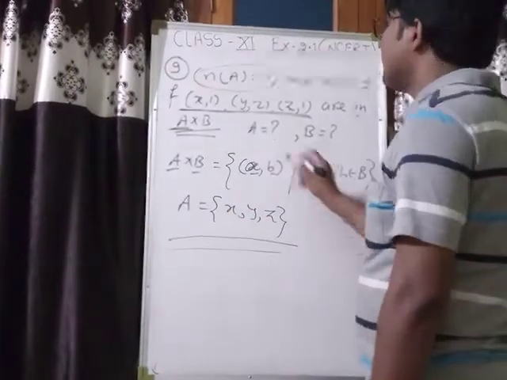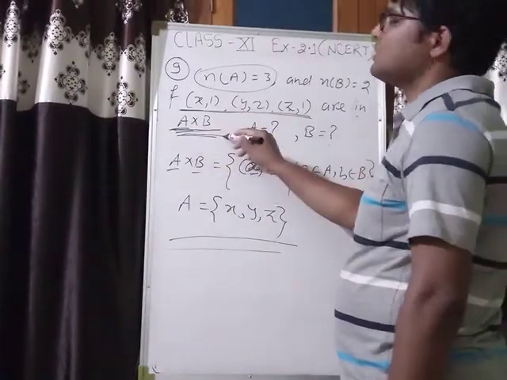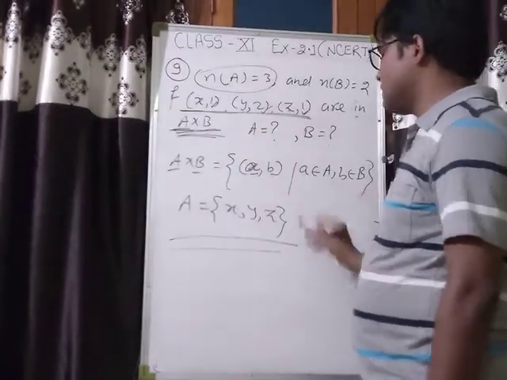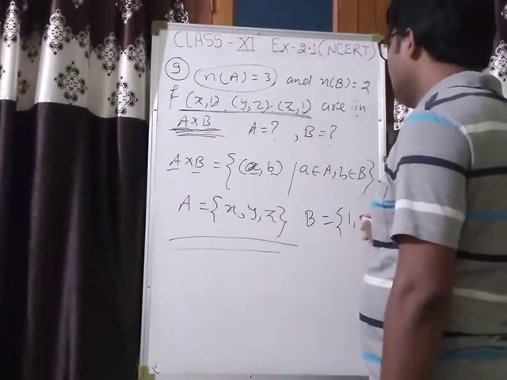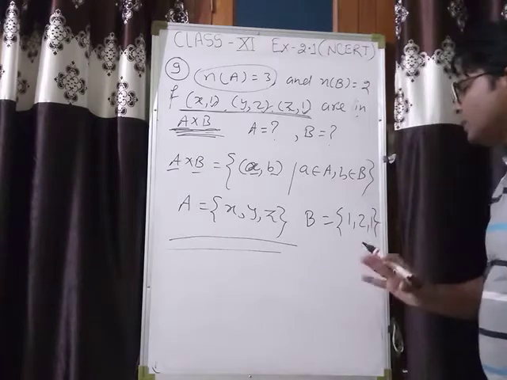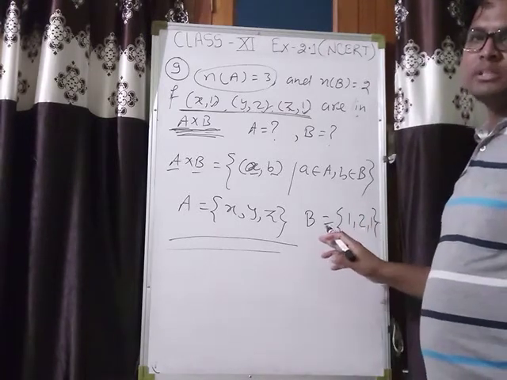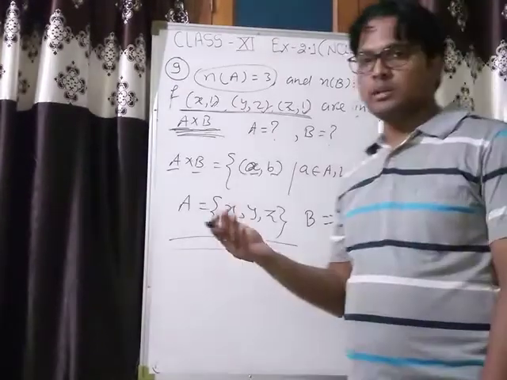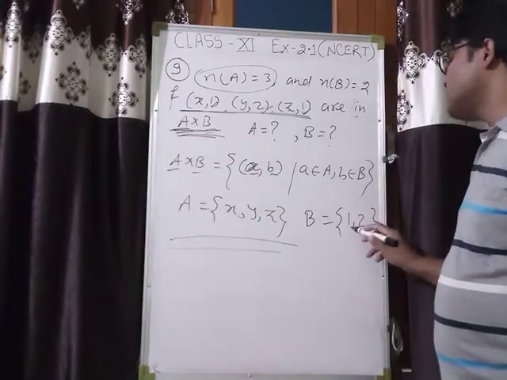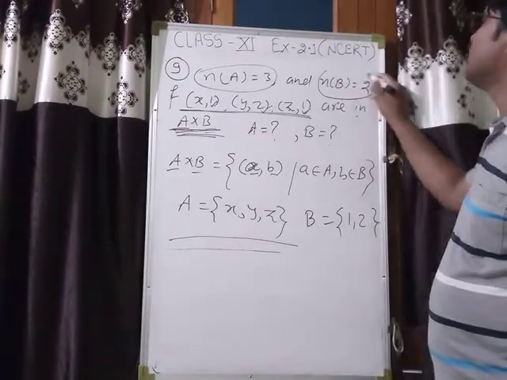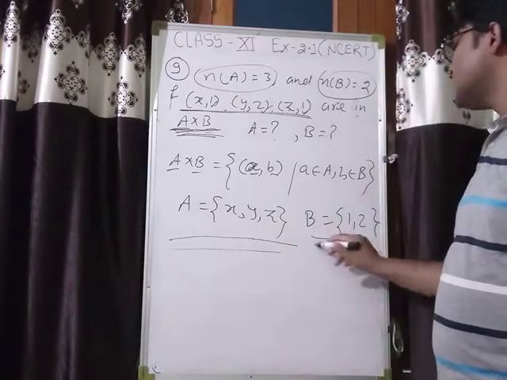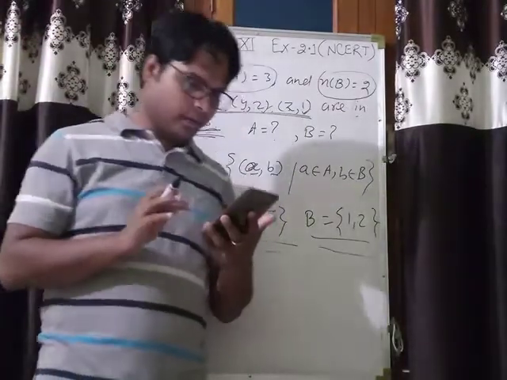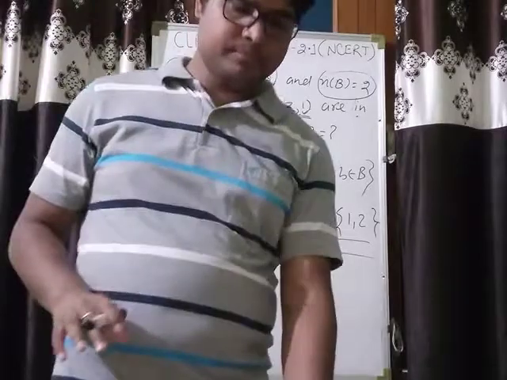And because these elements belong to A Cartesian product B, the second element will belong to the second set. Clearly B has 1, 2, 1 again, and we know that in a set, repetition of elements is not allowed. That's why we cannot write 1 again. So B has 2 elements, 1 and 2, and it is given that B has only 2 elements. So this one is A, this one is B. That is the solution of question number 9.